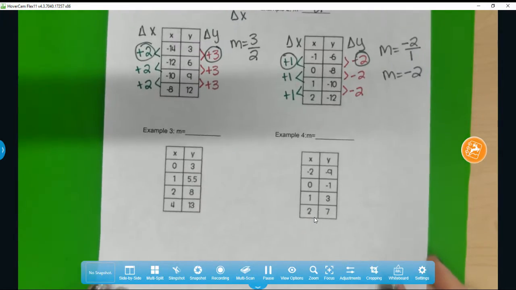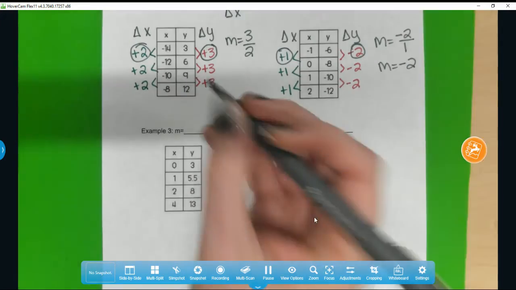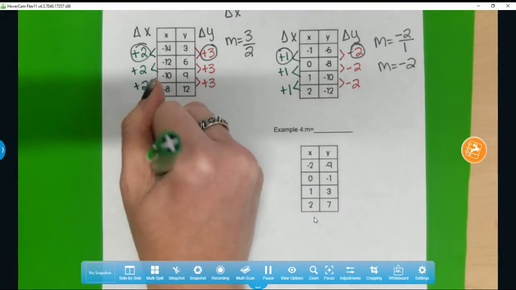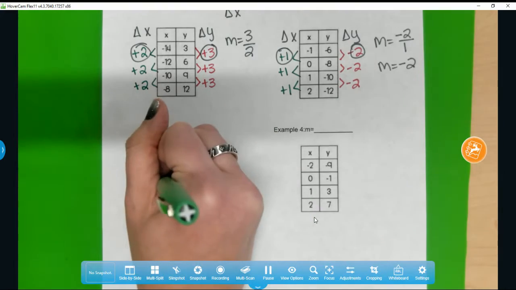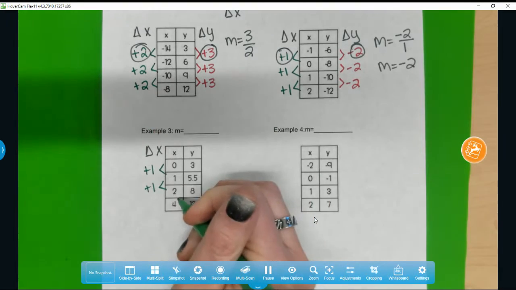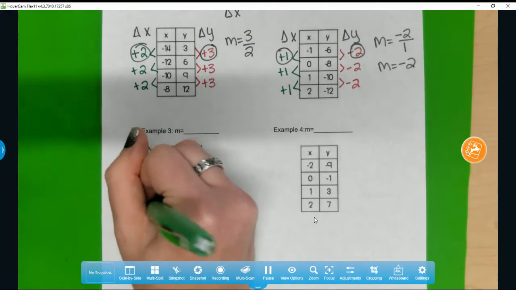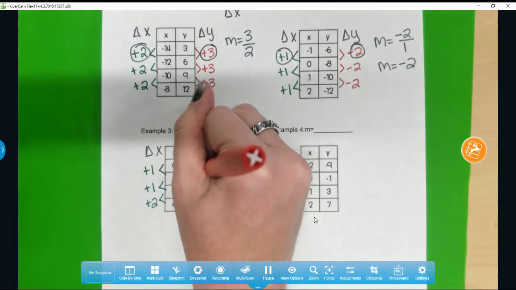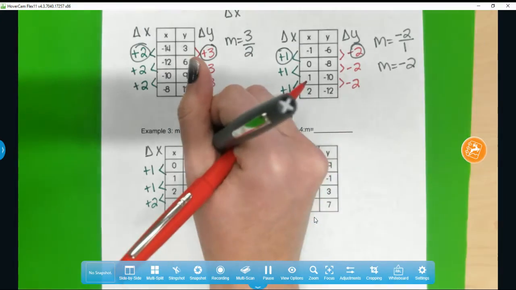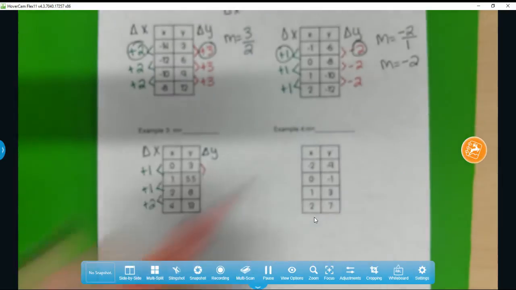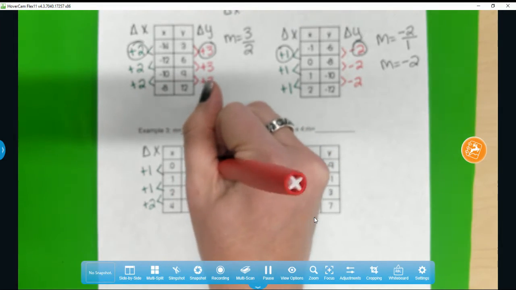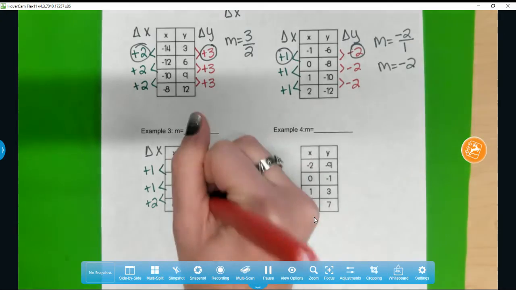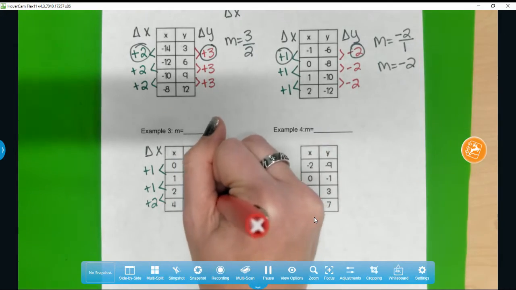Okay, example 3. So I'm going to find my change in x. So I'm adding 1, adding 1. Oh, wait, here I'm adding 2. Okay, here for my change in y, I'm adding 2.5, adding 2.5. Here, I'm adding 5.